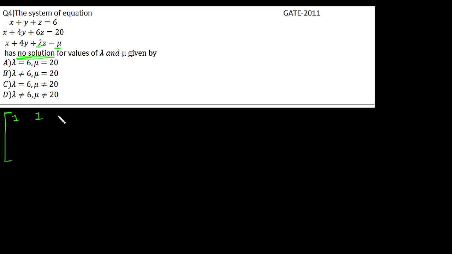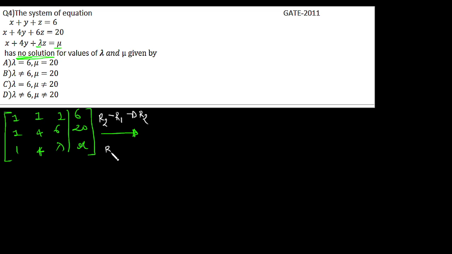Here the coefficient is 1. Here 1. Here 1. Here is 6. Here is 1. Here 4. Here 6. Here 20. Here 1 for lambda, and here it's mu. Now what we are going to do is apply some row operations to reduce it into echelon form. What we are going to apply first is, let's subtract r1 from r2, and it becomes our new r2, and let's subtract r1 from r3, and it becomes our new r3.